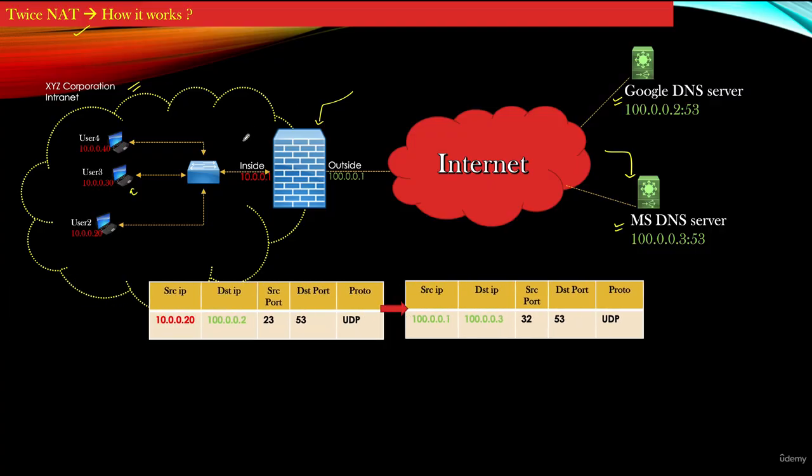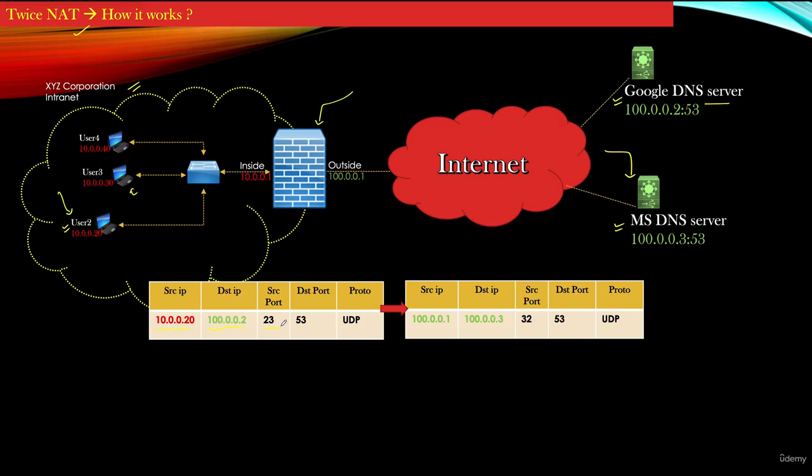So let's say that user 2 is a notorious user, and he generated a DNS query which will go to the Google DNS server. He is trying to bypass the XYZ Corporation policies, right? So in an attempt to contact the Google DNS server, obviously the destination IP address would be the IP address of the Google DNS server, which is 100.0.0.2, and the source IP address would be its own address.